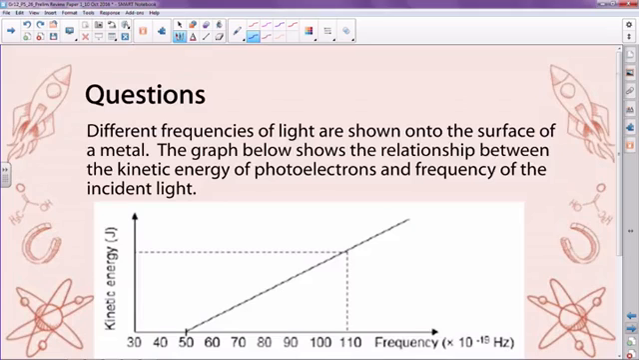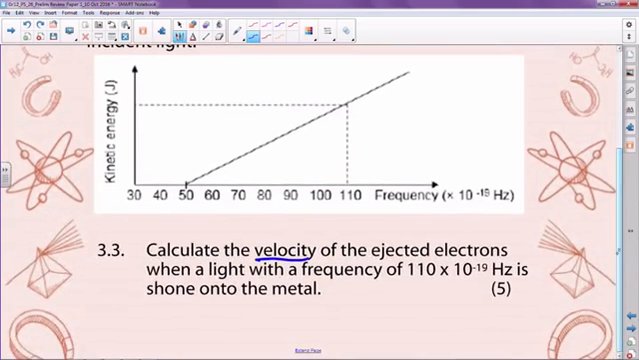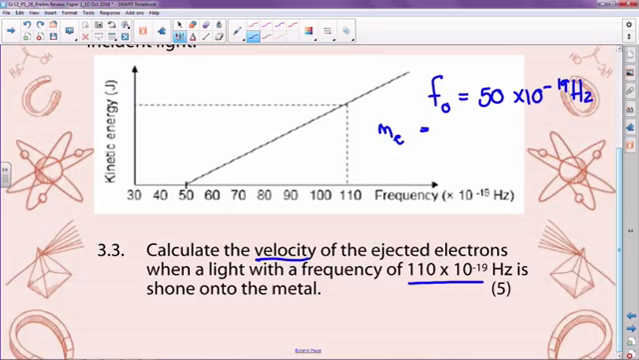Here we go. Same thing. Now it says, calculate the velocity of the ejected electrons when a light of frequency 110 times 10 to the minus 19 hertz is shone onto the metal. I'm going to remind you that we've just said that the threshold frequency is that, because you're going to need that, okay? And just in case you don't have your information sheets, the mass of an electron, because you're going to need this, is 9.11 times 10 to the minus 31 kilograms, okay? So now I'm going to give you 3 minutes, and your time starts now.